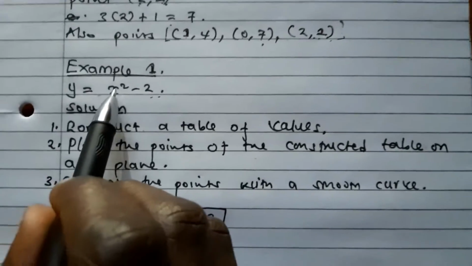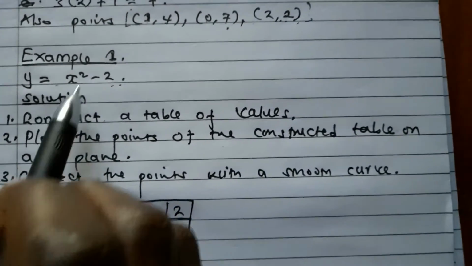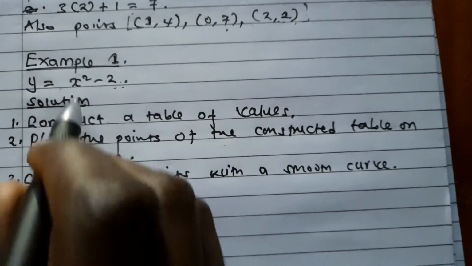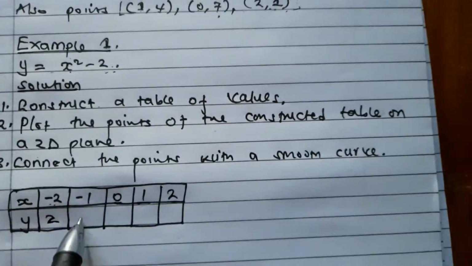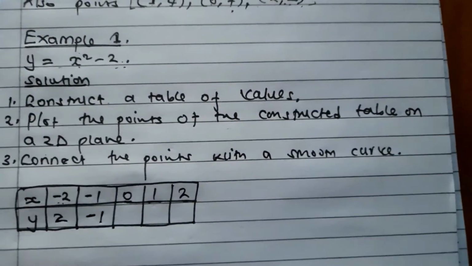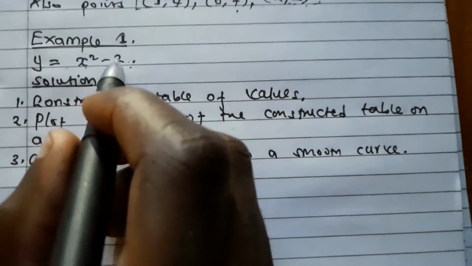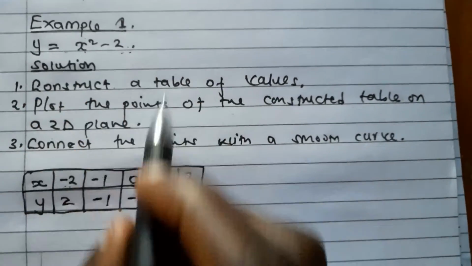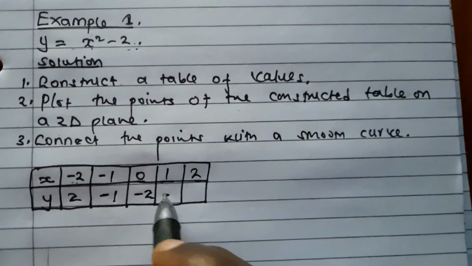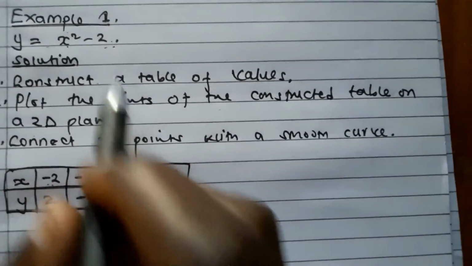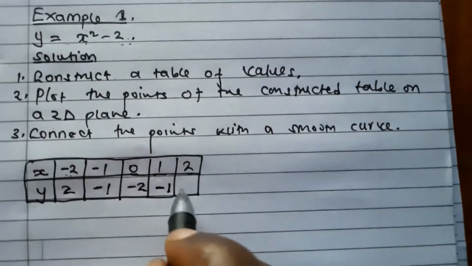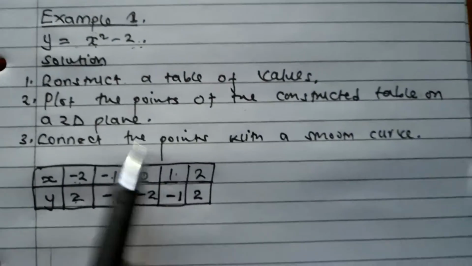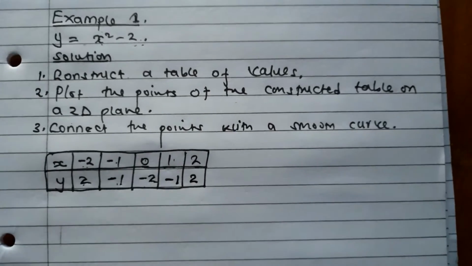You realize if I substitute here -2, -2 squared will be 4 minus 2, that is 2. -1 squared, that is 1 minus 2, this will be -1. And here it is 0 minus 2, this will be -2. And here is 1 minus 2, that will be -1. And here I'll be having 4 minus 2, this is 2. So these are the solution points from the constructed table of values.